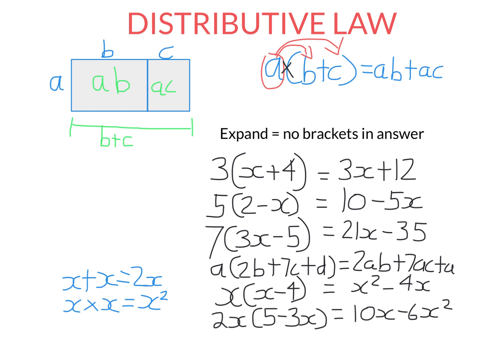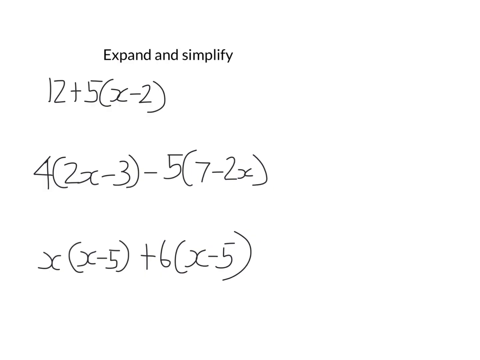All right, let's now look at a couple of questions where we have to expand multiple brackets. In these questions, we're asked to expand and simplify. So we'll first expand the brackets in each question, then simplify our answer. Now, I included this first question because a lot of people mess this up. They think we go 12 plus 5 is 17 and then times it by x. You don't do it that way.